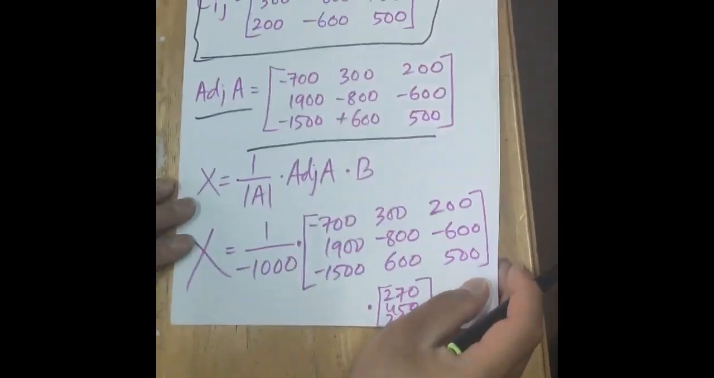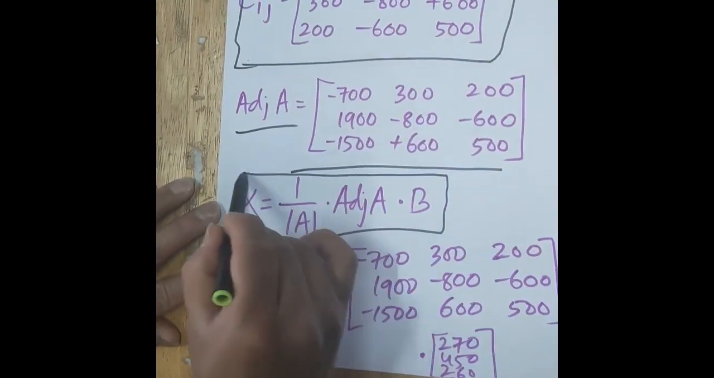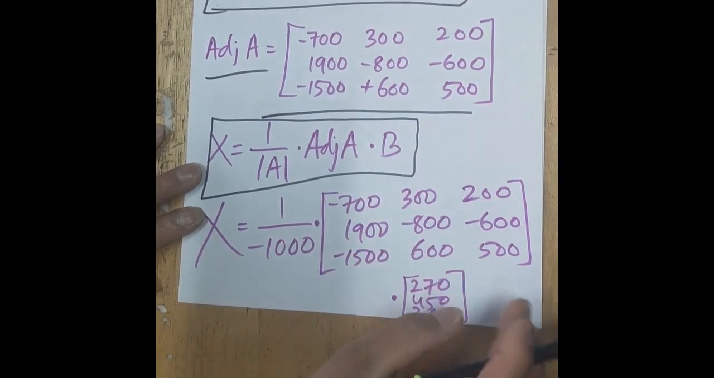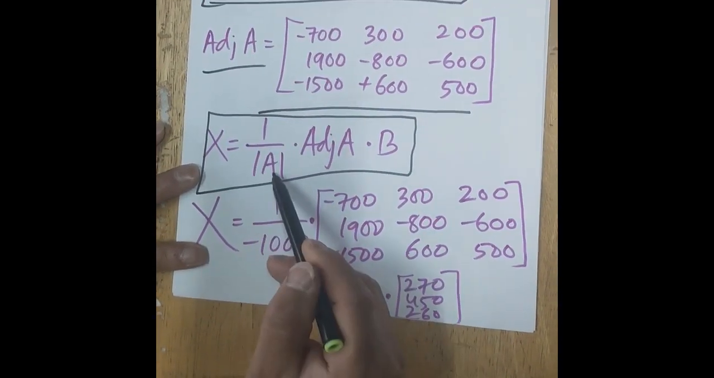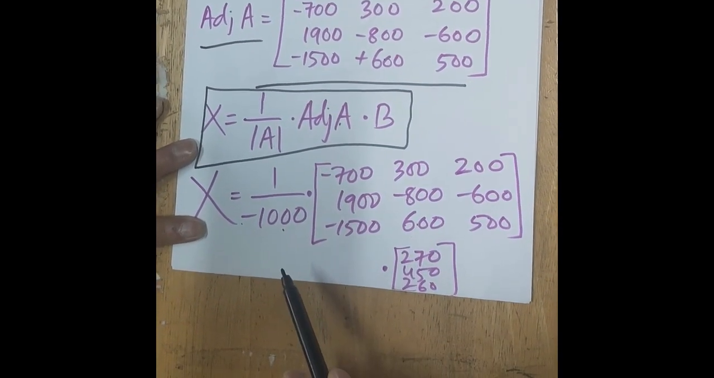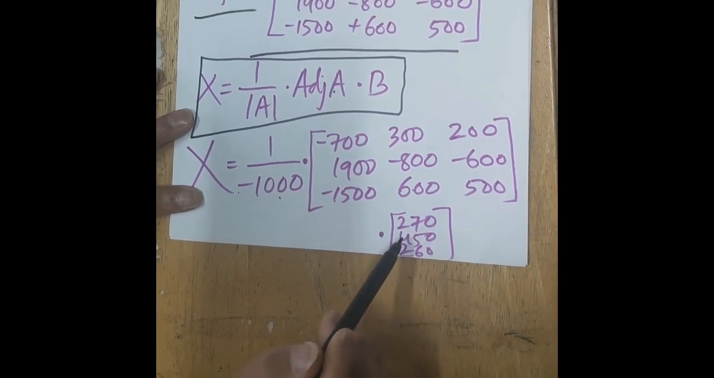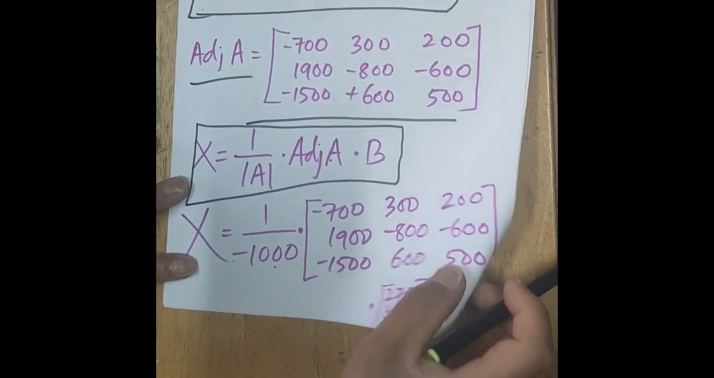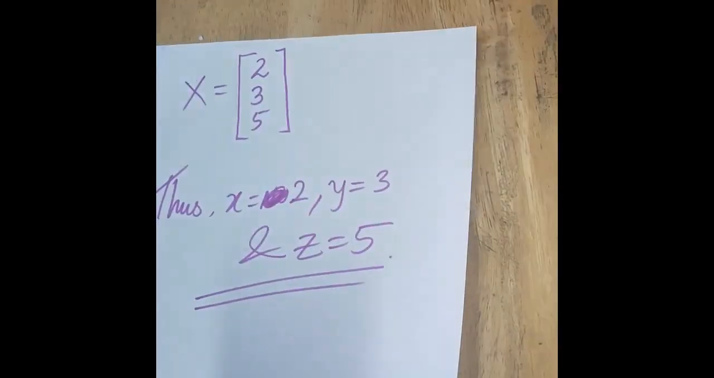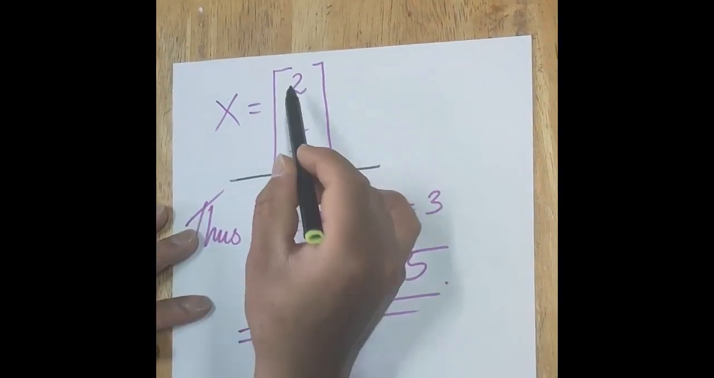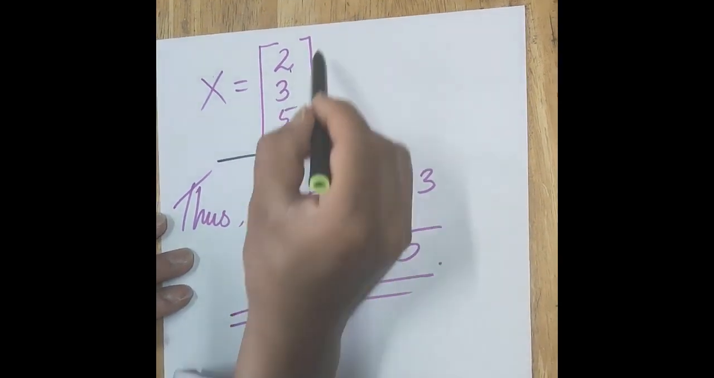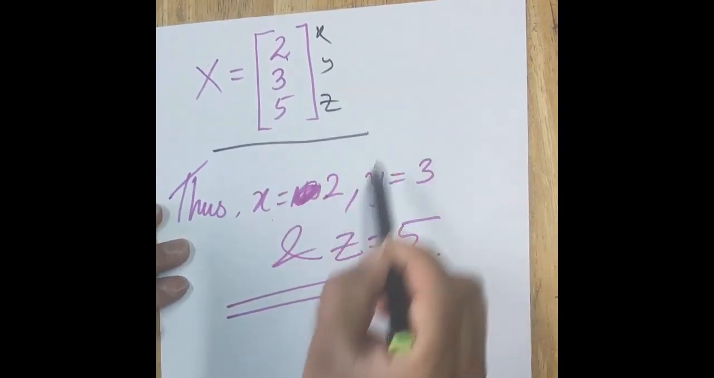Once you get the adjoint matrix A, our final solution is obtained by using the formula 1 over determinant A times adjoint A times B. So 1 over determinant of A, where determinant of A is minus 1000. What's adjoint A? Adjoint A is this matrix. And matrix B is the constant matrix B. If you multiply these matrices, you will obtain the final answer: 2, 3 and 5. Therefore, x equals 2, y equals 3 and z equals 5.